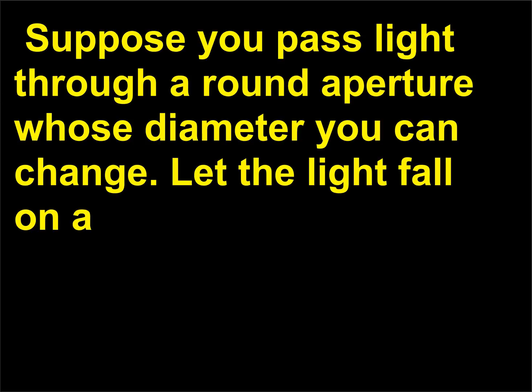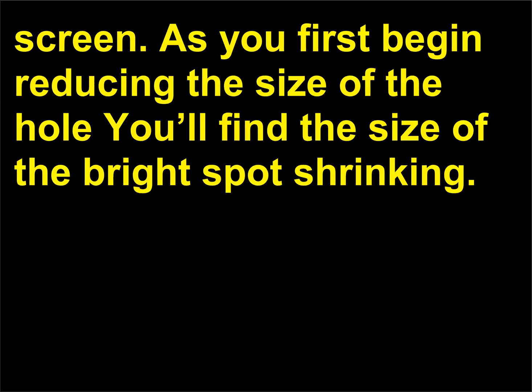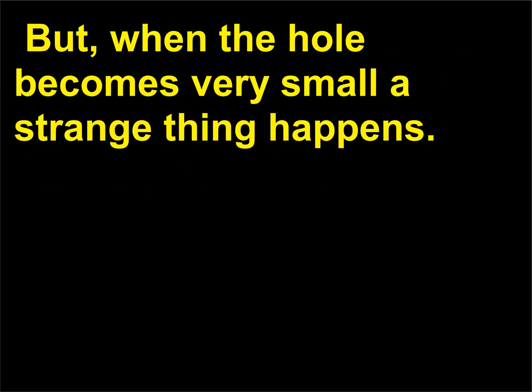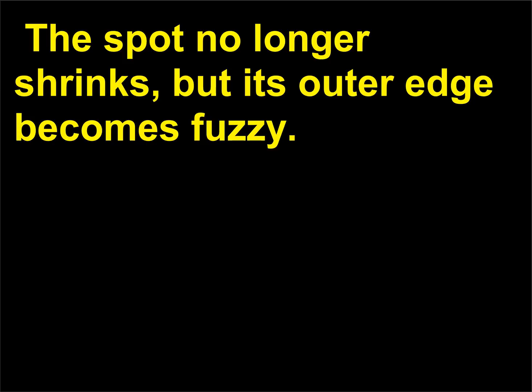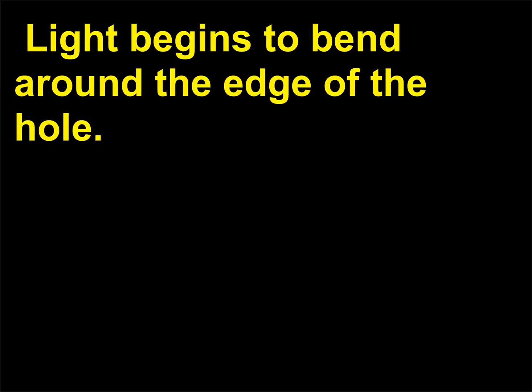Suppose you pass light through a round aperture whose diameter you can change. Let the light fall on a screen. As you first begin reducing the size of the hole, you'll find the size of the bright spot shrinking. But, when the hole becomes very small, a strange thing happens. The spot no longer shrinks, but its outer edge becomes fuzzy. Light begins to bend around the edge of the hole.